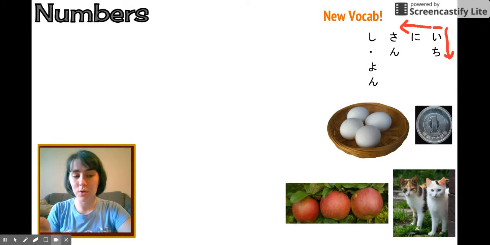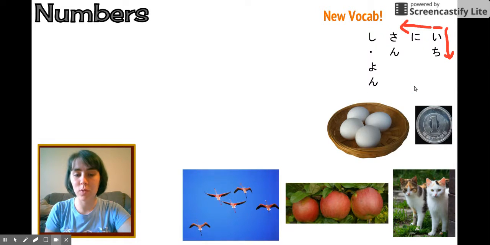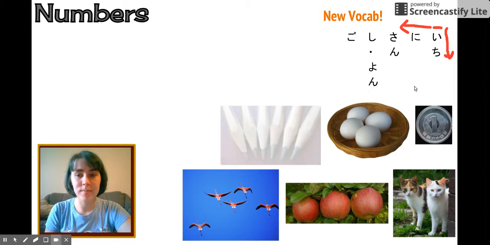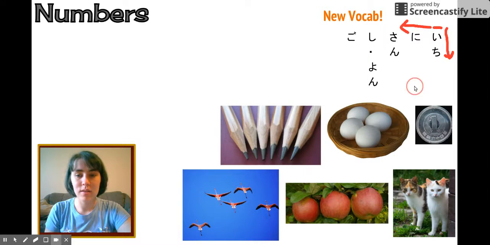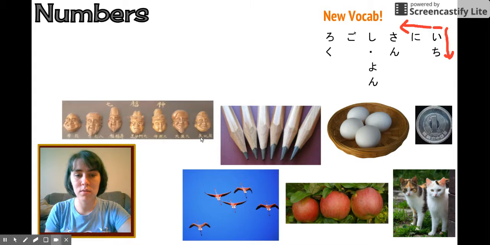Shi or yon. This is one of the ones that I'll come back to in a second on a new slide. Shi and yon. They're both 4. 5 flamingos. Alliteration. Go. Roku. Ichi, ni, san, shi, go. Roku. 7. Shichi or nana. I'll come back to that one too.